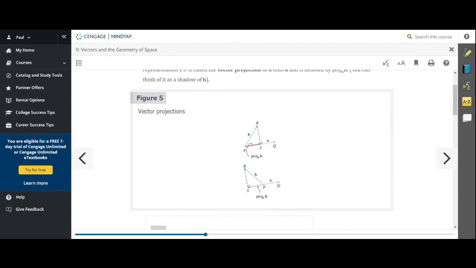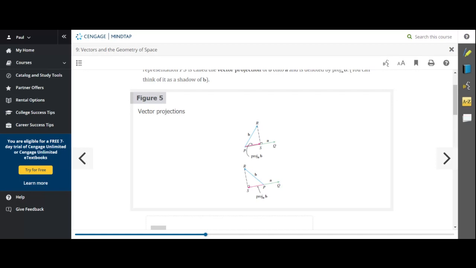Look at figure 5, the top picture. What you're doing is you're taking the vector B and you're basically slamming it down into the vector A. You're projecting the vector B onto A. And that red vector that results is called your projection of the vector B onto the vector A. In the second picture, you have a vector B and a vector A, and again, they're slamming the vector B right down into the vector A, and so you'll get the projection of the vector B onto the vector A. That's how a projection vector is defined.